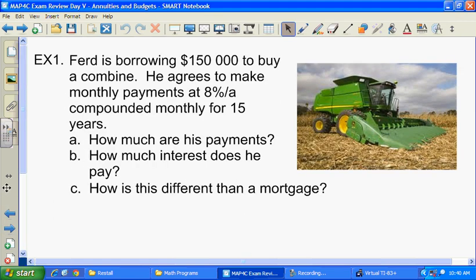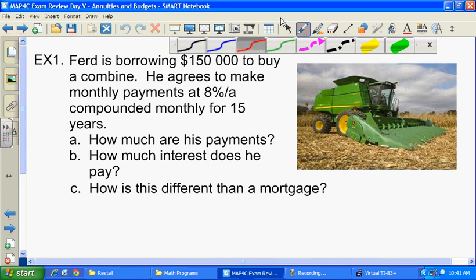So, Ferd's borrowing $150,000 to buy a combine, and isn't she a beauty? He agrees to make monthly payments at 8% a year, compounded monthly for 15 years. How much are his payments? So, there's a decision to make, right? The decision is which formula to use, and I'm going to show you both techniques, both the calculator and the formula technique.